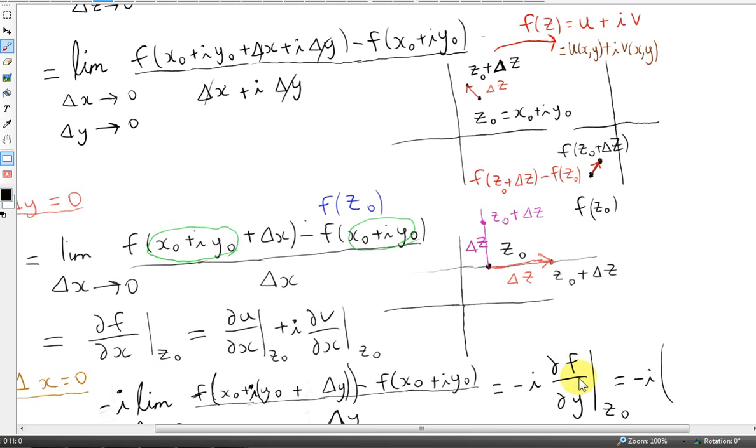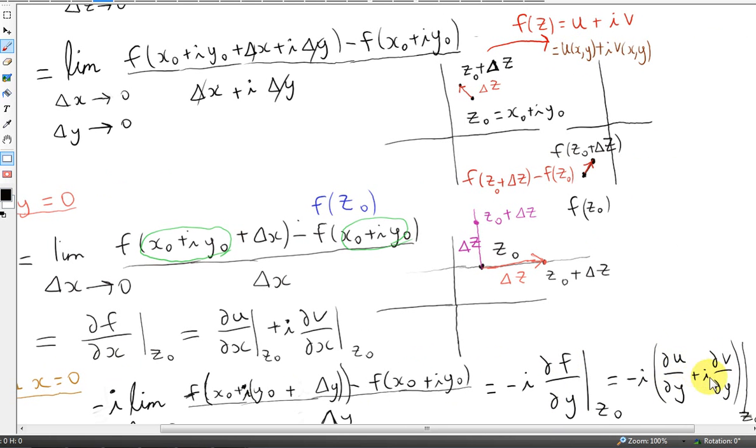So again, as before, f is a complex number. We're differentiating it with respect to y, so we have to differentiate the real and imaginary parts of f with respect to y. So we have to get the derivative of u with respect to y, and then we have i times the derivative of v with respect to y. And both of these partials are evaluated at z0.